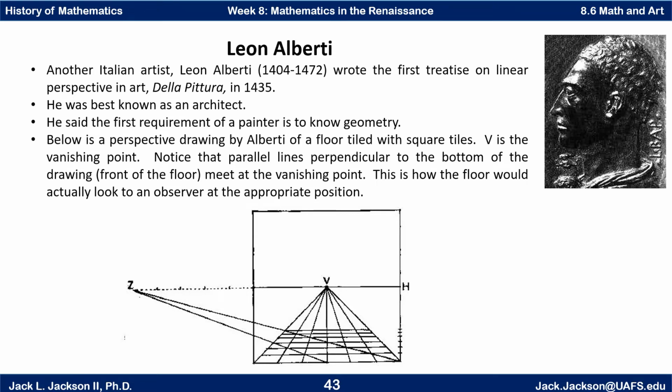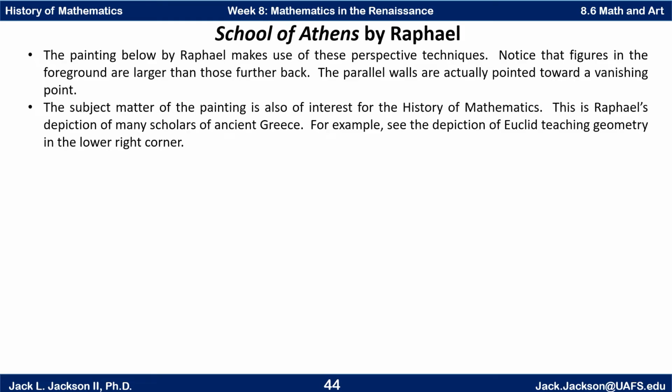So an illustration is given in the figure below, where we have a tiled floor here. This is supposed to represent square tiles. And of course, the sides of these square tiles are parallel lines, but notice the parallel lines meet at a place called the vanishing point. Okay, and so for example, he may have drawn this and then gone back and erased these extra parts here in the vanishing line, but that would be an appropriate drawing of that. And other parallel lines would meet somewhere on that vanishing line. So this would be how the floor would actually look from the appropriate position. And not only did he do that, he actually explained why and proved why some of these things actually worked. So he went through the mathematics of it as well. And he said the first requirement of a painter is to know geometry.